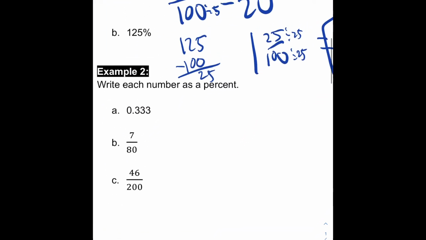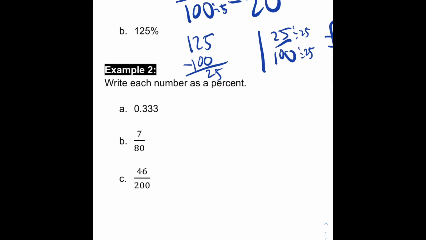Write each number as a percent. Okay, so again, if I have a decimal, all I have to do is multiply by 100, which moves my decimal point 2 spots. So this is 33.3%. 7 over 80, I have to divide it.